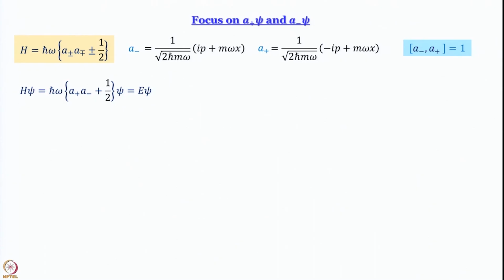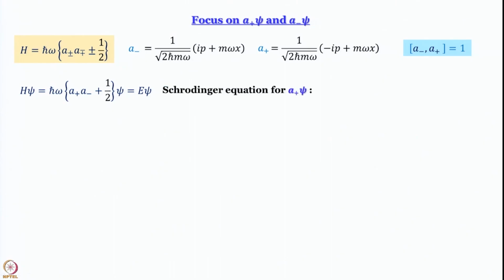Here goes. We know H psi, let us take one. I mean we can take either of the two. I will just take this: H psi equal to ħω multiplied by (a plus a minus plus half) operating on psi, that will give us E psi. What is E? E is the energy corresponding to the wave function psi, right.